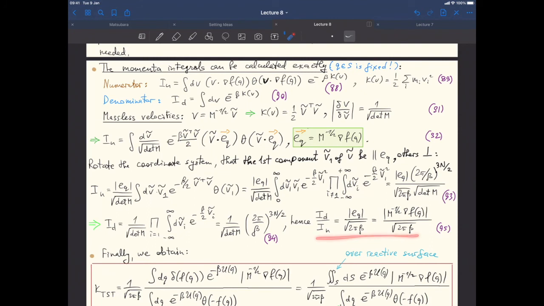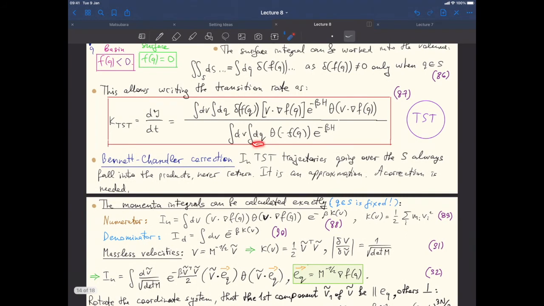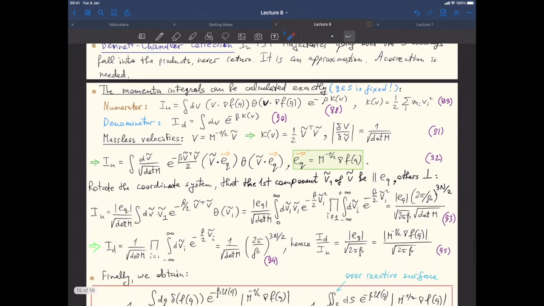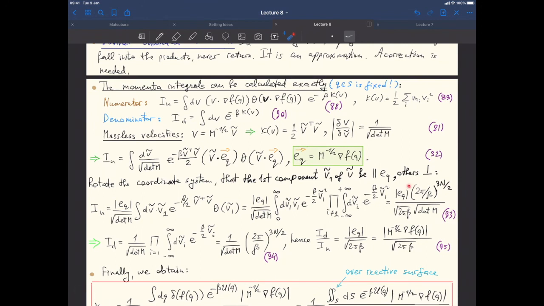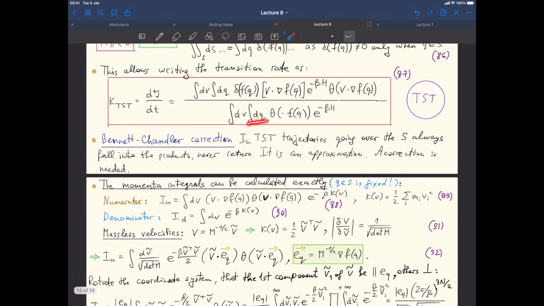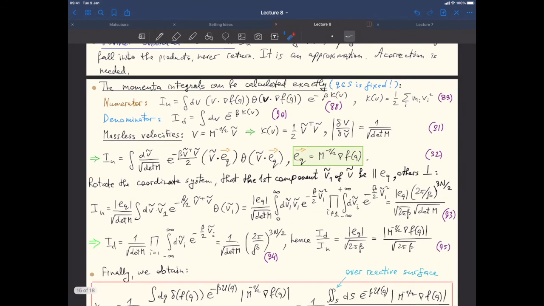We can introduce this ratio because the contribution of this term in the denominator does not depend on q. Remember, these q integrals are meant to be calculated after the v integrals, both in the denominator and the numerator. In the numerator, the v integral does contain q in this absolute value of the EQ vector, but in the denominator it doesn't. It's just a constant. Therefore, we can take this constant out of the q integral and put it inside the denominator, and therefore this ratio appears.